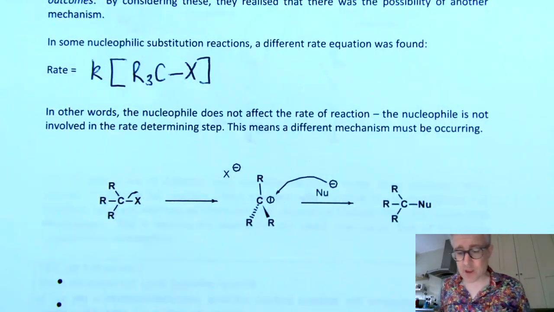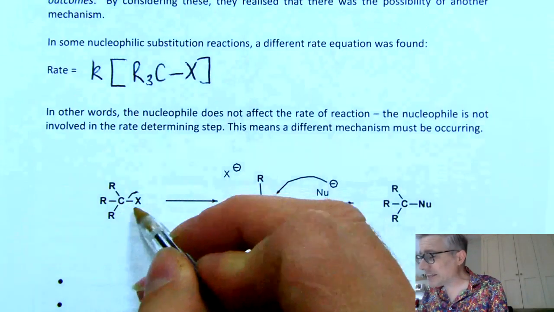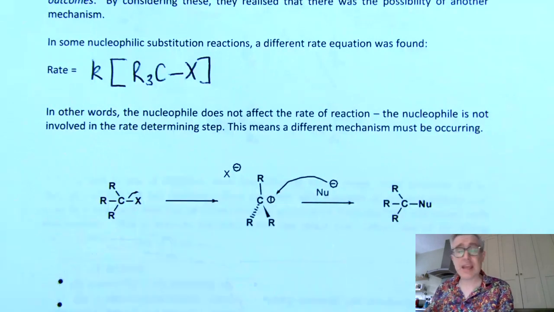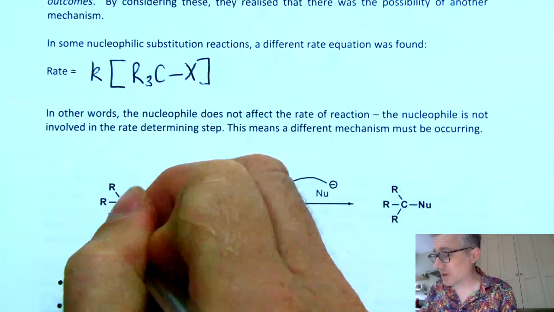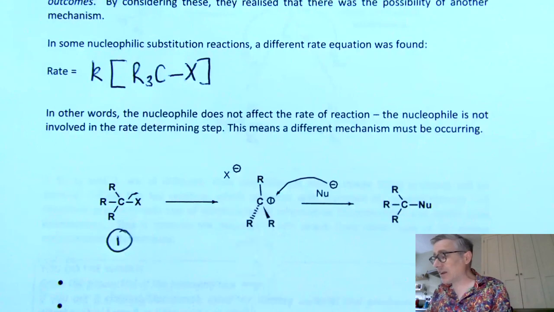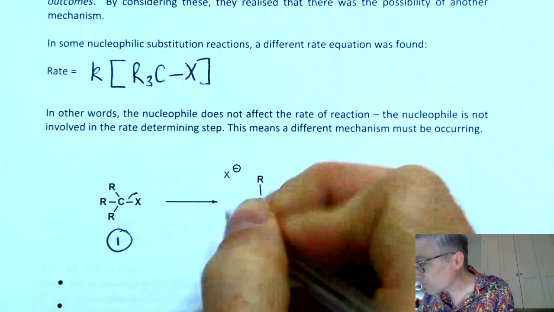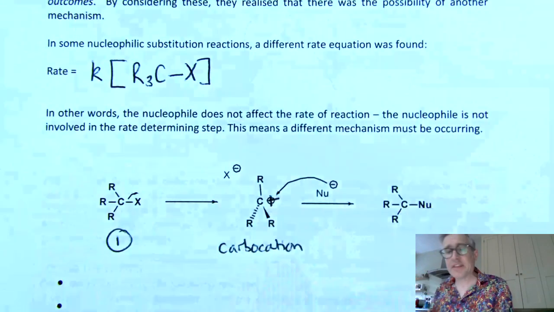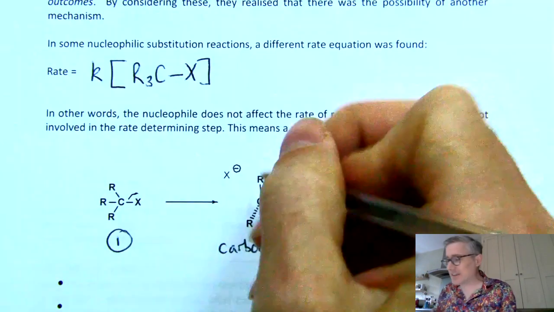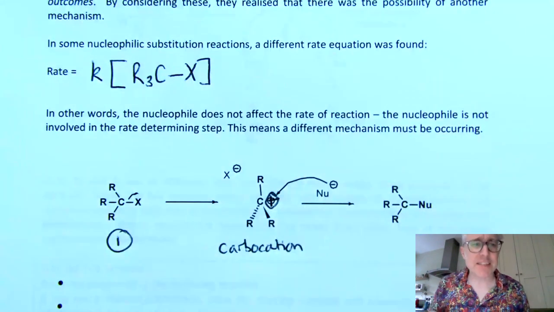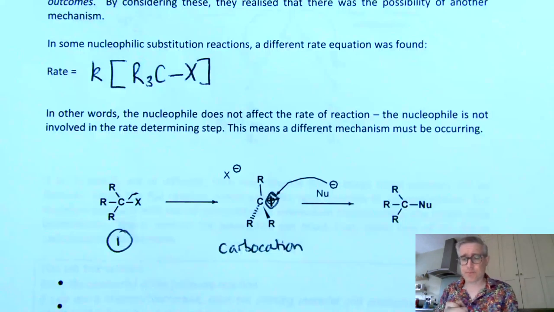So in this case, what happens is the CX bond breaks essentially spontaneously. There is one molecule in this rate determining step. All on its own, it ionizes and forms a carbocation. And this is not a transition state, it's an intermediate. This is something that could be isolated. It can be more or less stable.